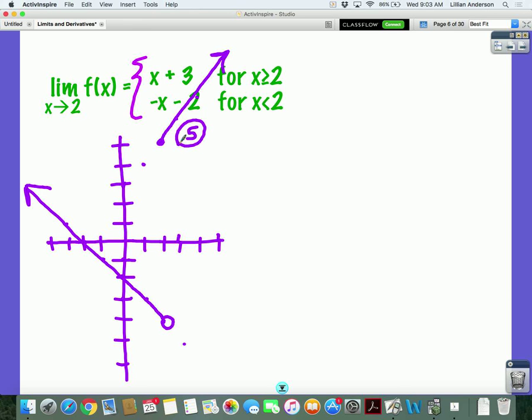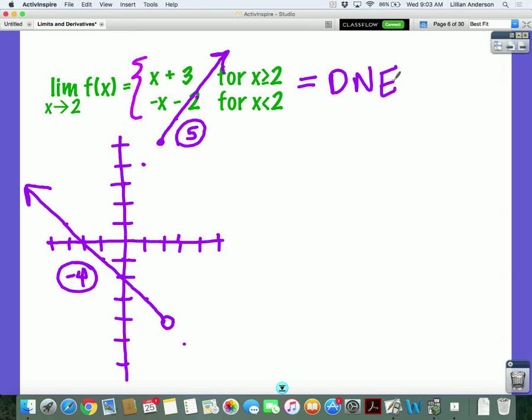What about from the left-hand side? What number is it approaching? Negative 4. Are they the same? So the limit does not exist.